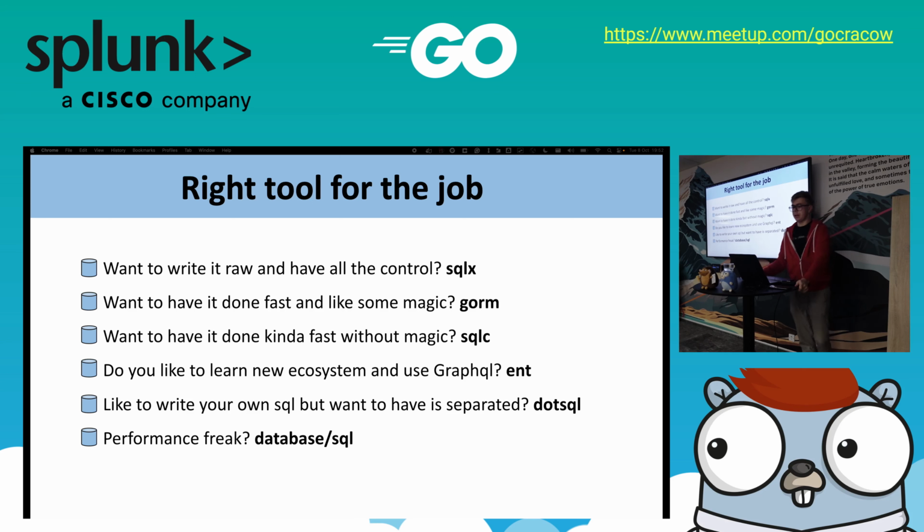Then we have Ent, for GraphQL, graph-like use cases. If you like graphs and you like to learn new naming for things, I would say Ent is your friend. If you like to separate SQL from Go code without, let's say, the generation of code from sqlc, .sql will be kind of good for that. And if you are a performance freak or you are creating a new package, just use database/sql. There's no better thing than that.